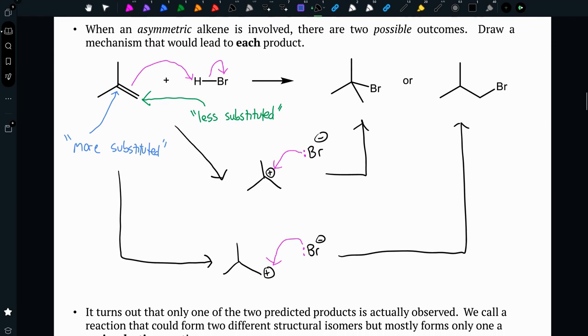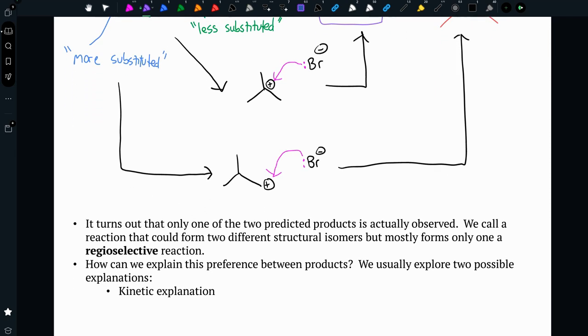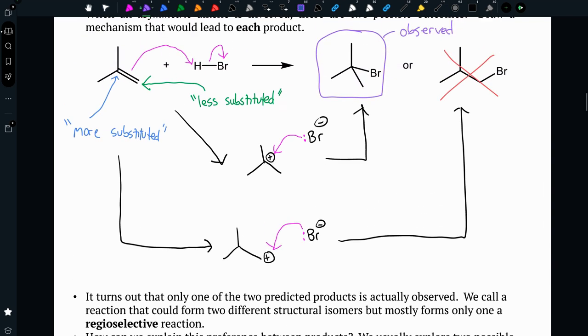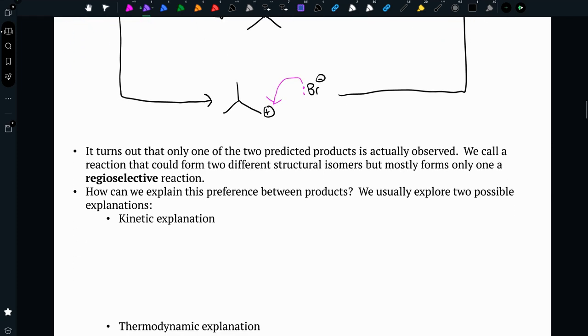All right. So the question is, which of these two products would I actually observe? Do I get a mixture of both? Do I only get one? And it turns out that I do only get one. I don't actually get the product on the right. This is the observed product. So we call this kind of reaction regioselective. There were two regions where the bromine could have bonded. It only bonded to one, so I selected between the two.